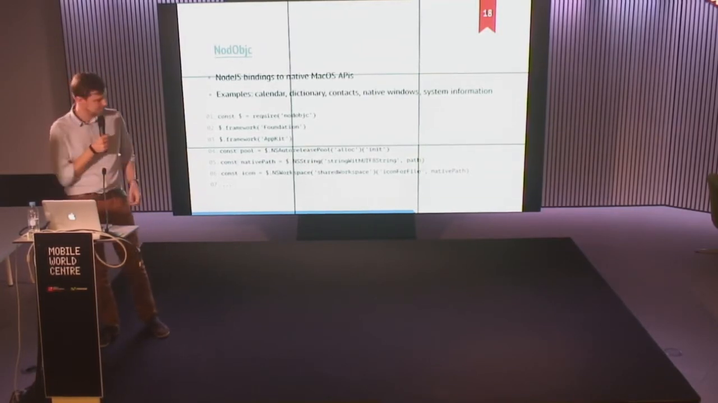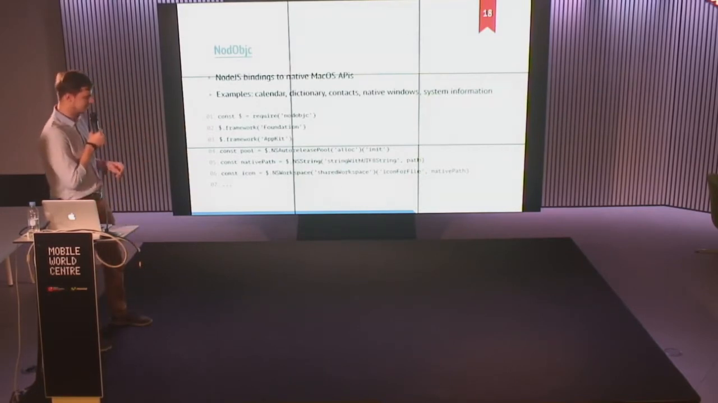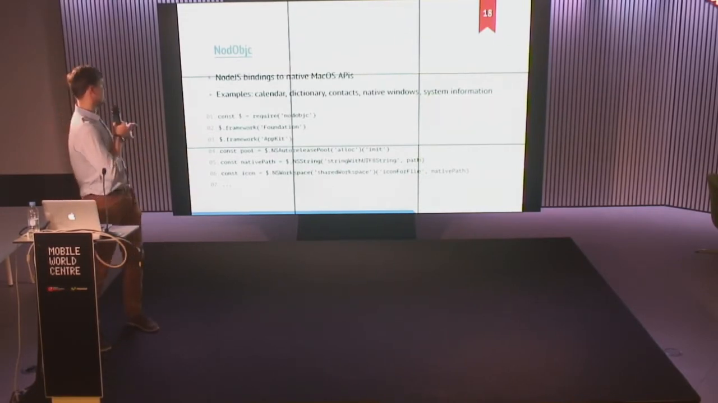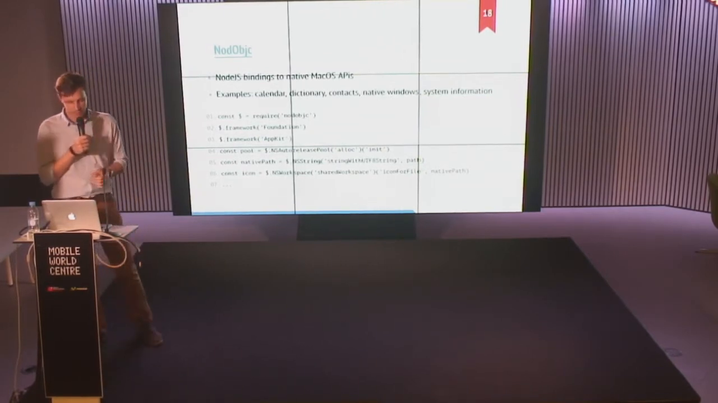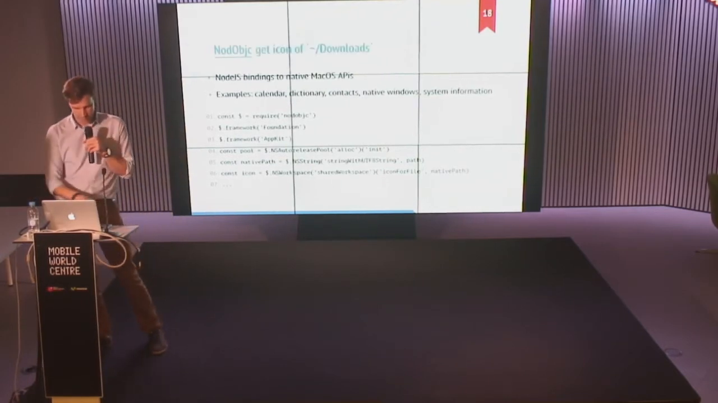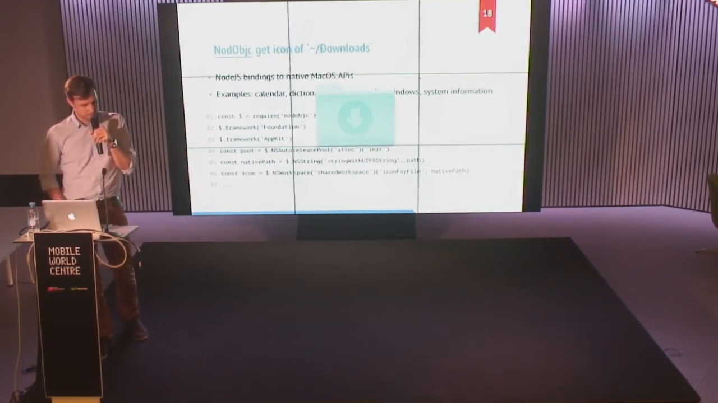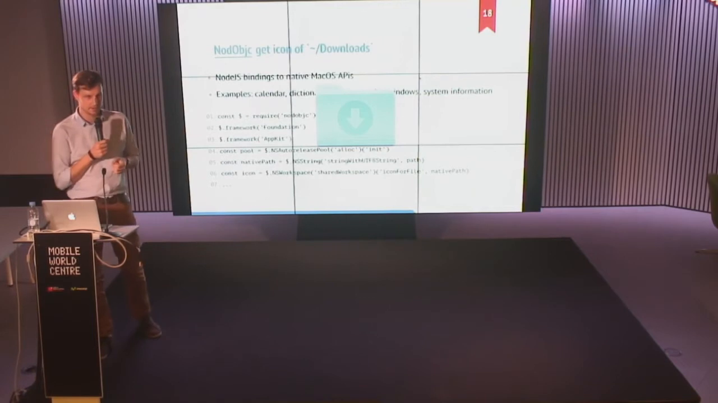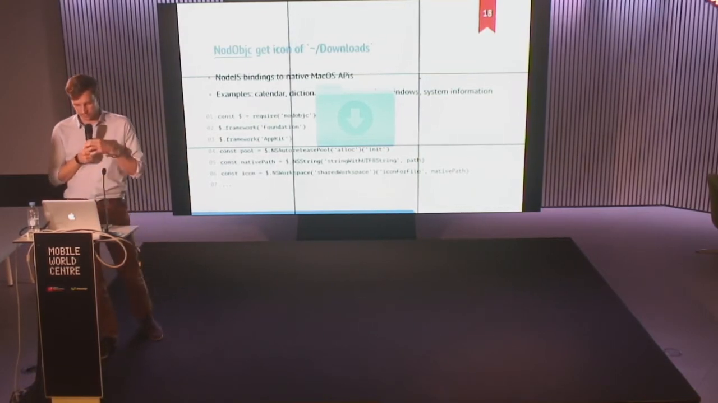So this is an example of code. It looks like you're writing Objective-C, but with the syntax of Node.js. And it provides a lot of things. So you have access to calendar, to your contacts, to dictionary. For example, using this script, we can get an icon of any file in our system. So, for example, we can get the icon of the downloads folder, convert it to base64, and display it in our UI.